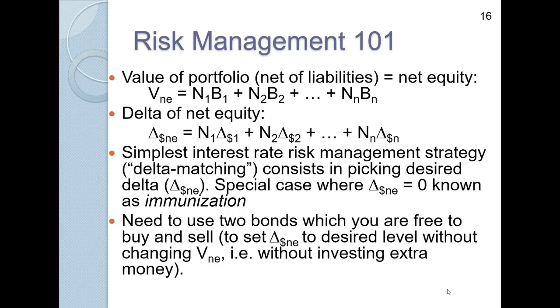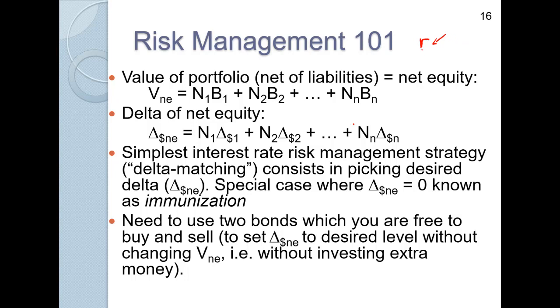Now let's talk about Risk Management 101. Immunization helps large firms and institutions protect their portfolios from exposure to interest rate fluctuations. Using a perfect immunization strategy, firms can nearly guarantee that movements in interest rates will have virtually no impact on their portfolio value. Immunization is a risk mitigation strategy that is going to match the delta of assets and liabilities, that's the net equity, minimizing the impact of interest rates on the net worth over time.